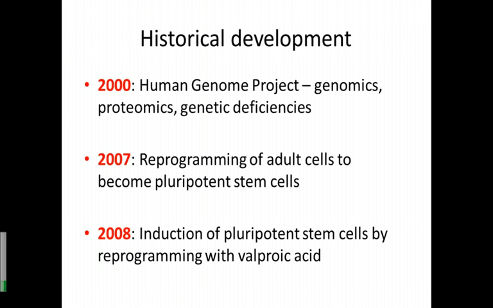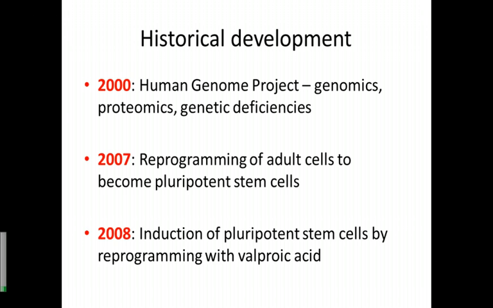In the year 2000, they developed the Human Genome Project. They started to look into specific genes or proteins or genetic deficiencies from this human genome. And in 2007, they had a breakthrough in which they were able to reprogram adult cells to become stem cells. This is the one that we talked about in the first two slides, which are induced pluripotent stem cells. Actually, they are adult cells that are reprogrammed back to the stem cell state.